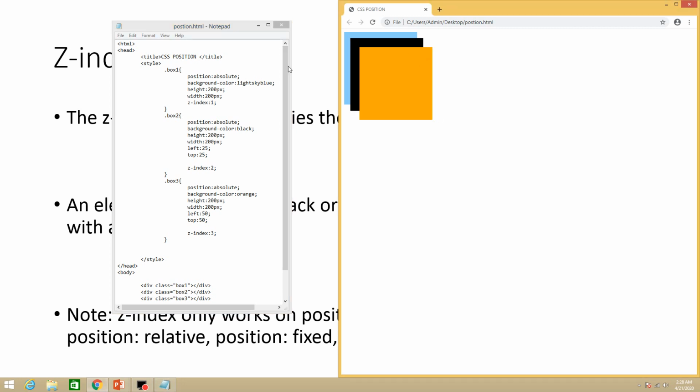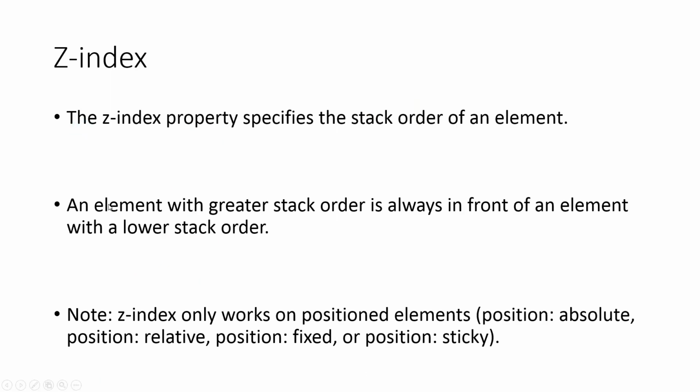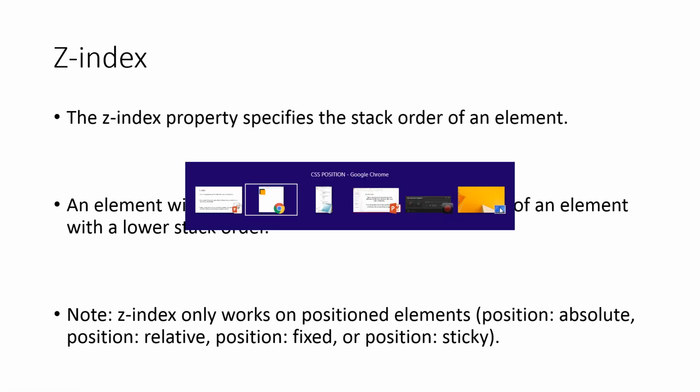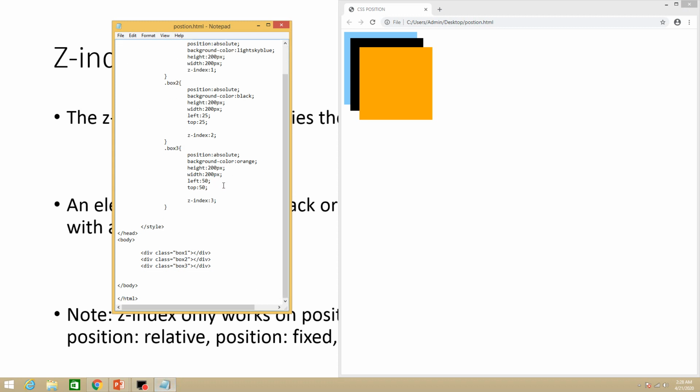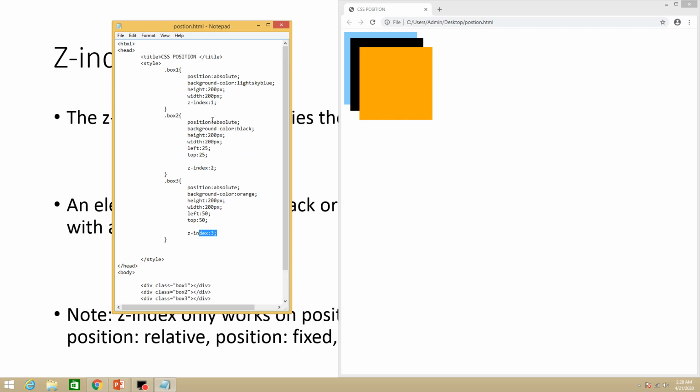Now you can see that there are 3 boxes, and the first box has index 1, this has index 2, this has index 3. So according to the definition, an element with greater stack order is always in front. Which box has the greater stack order? The orange one. This orange one has stack order 3, and the others have 1 and 2, so 3 will be in front of the screen with respect to other elements.